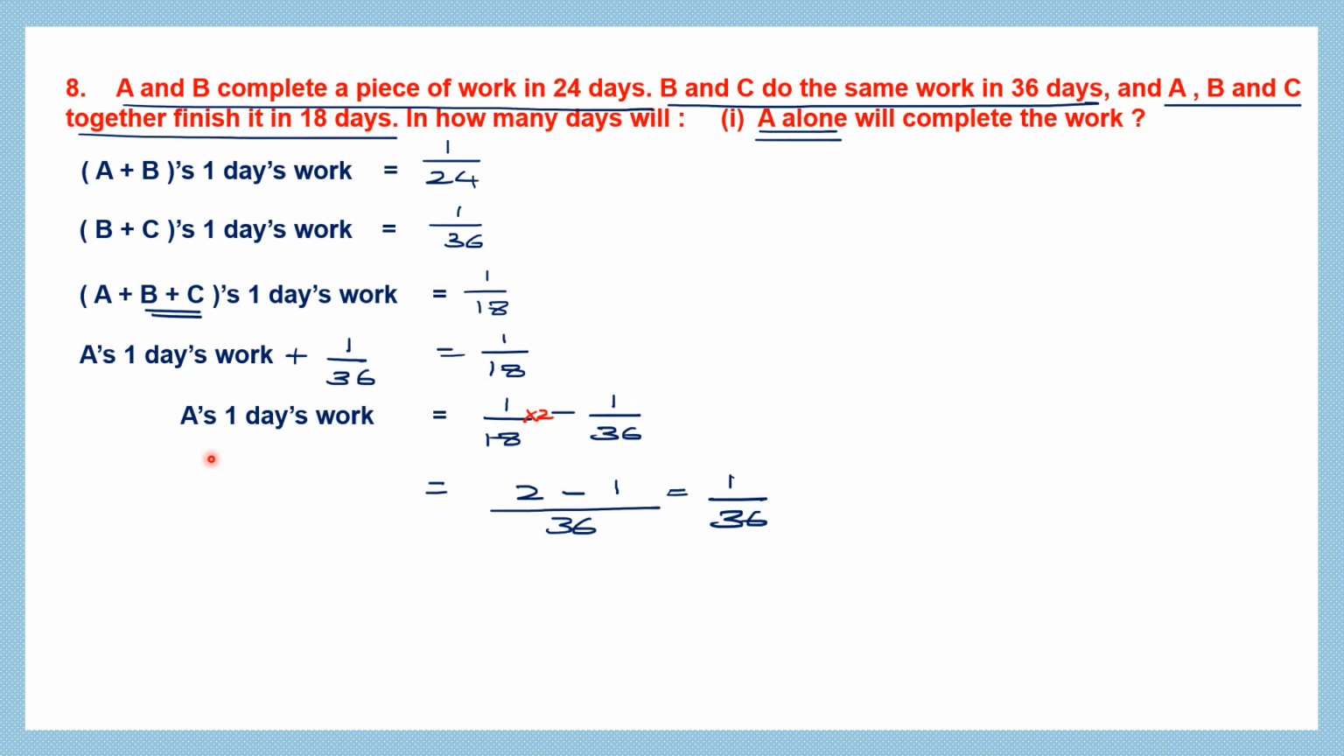So now that we have A's 1 day's work, the time taken by A alone to complete the work will be the reciprocal of this. So let's write that A will complete the work in 36 days, because 1 by 36 becomes 36 by 1 and 36 by 1 is equal to 36. So this is our answer. A will complete the work in 36 days. This is the answer to the first question.